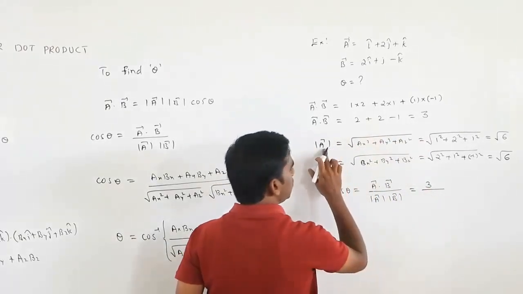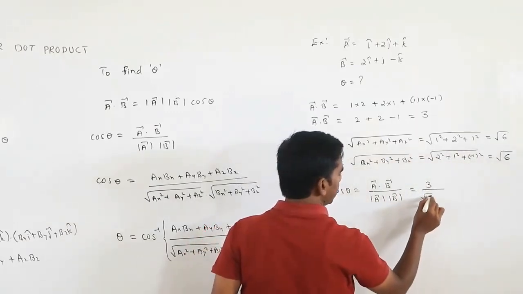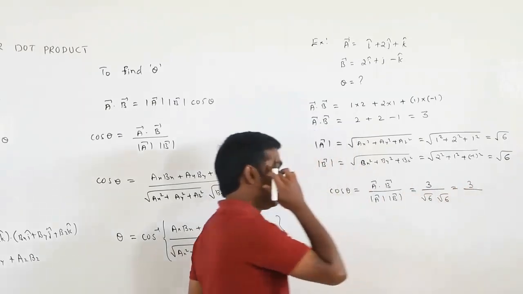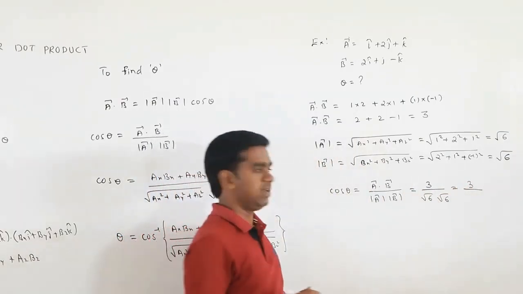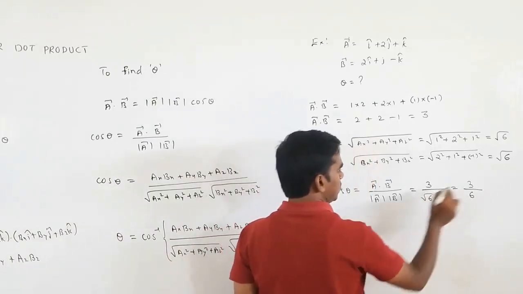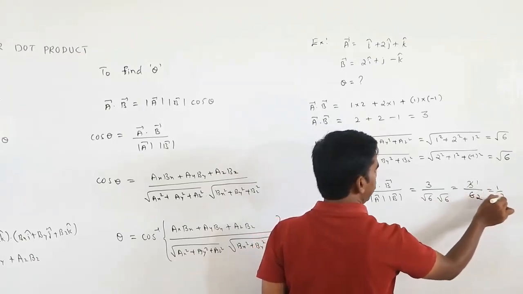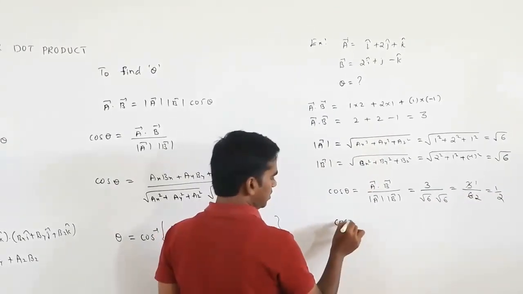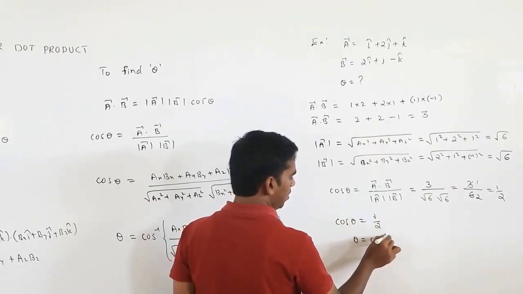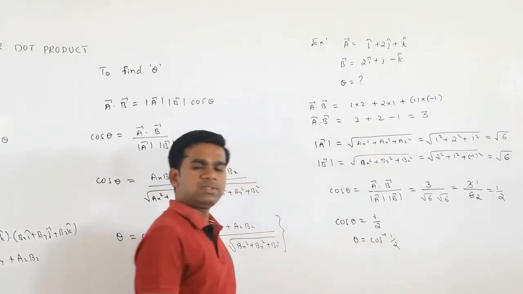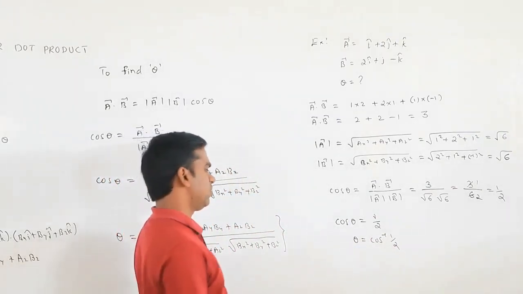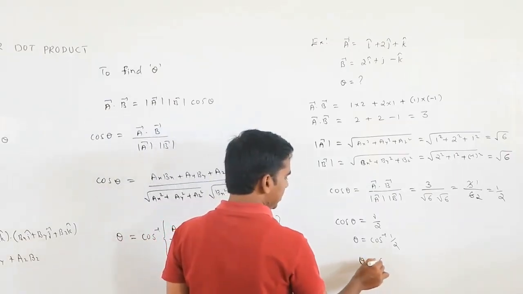What is the magnitude of A? The magnitude of A is root 6. The magnitude of B is also root 6. So 3 divided by root 6 into root 6, you will get 6. Three ones are 3, three twos are 6, so you will get 1 by 2. So cos theta equals 1 by 2. Then theta equals cos inverse of 1 by 2. What is cos inverse of 1 by 2? Cos inverse of 1 by 2 is nothing but 60 degrees.